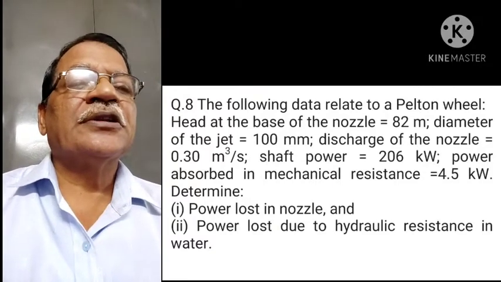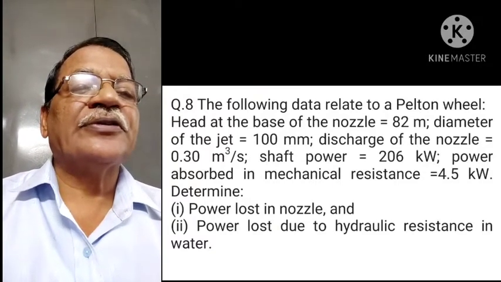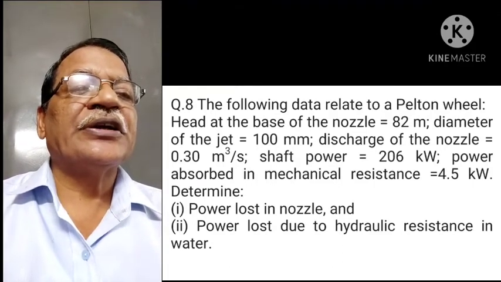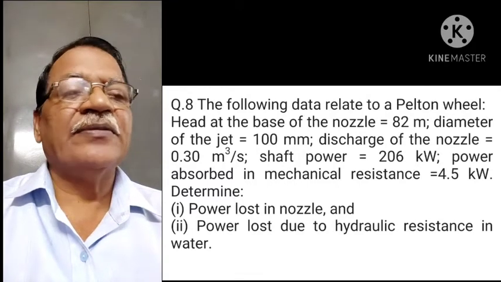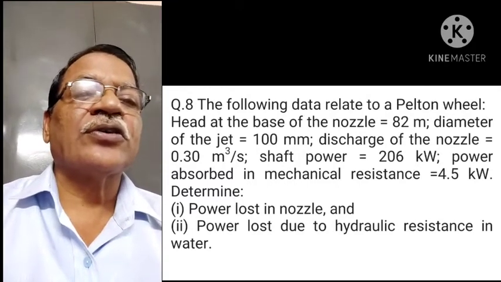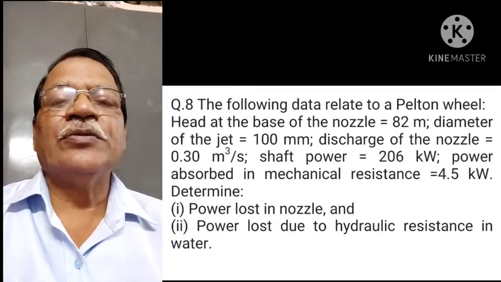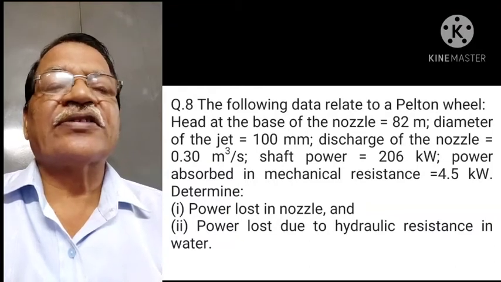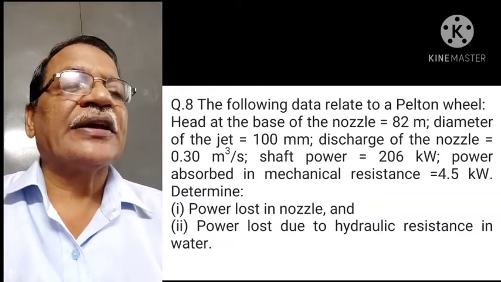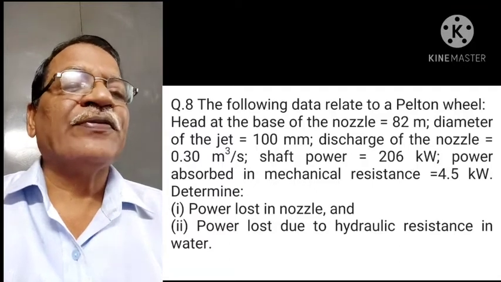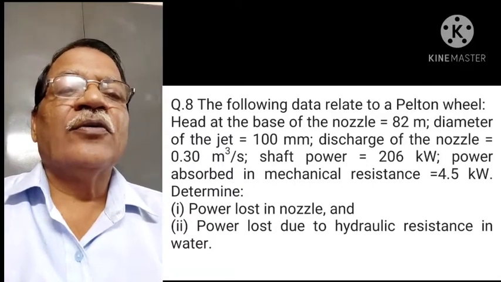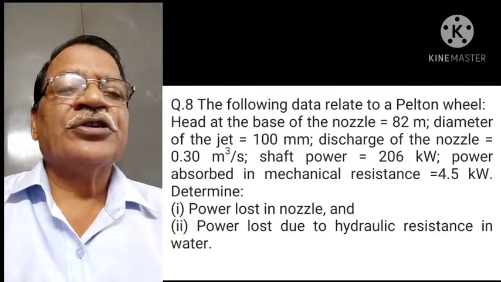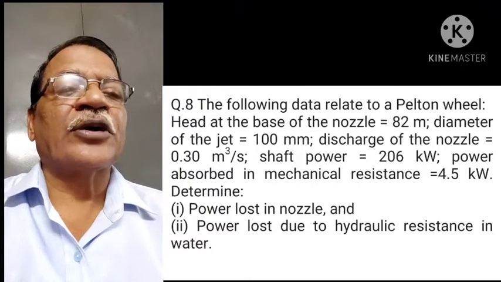Question number 8. The following data relate to a Pelton wheel. Head at the base of the nozzle equals to 82 meter. The diameter of the jet is 100 millimeter. Discharge of the nozzle is 0.30 meter cube per second. Shaft power is equals to 206 kilowatt. Power absorbed in mechanical resistance is 4.5 kilowatt. Determine 1. Power loss in nozzle, and 2. Power lost due to hydraulic resistance in water.